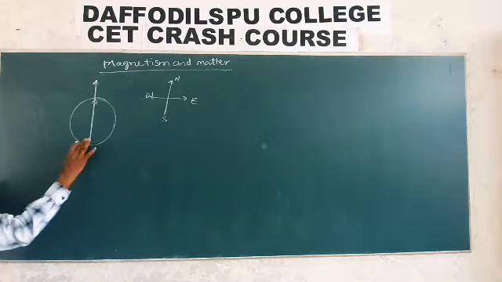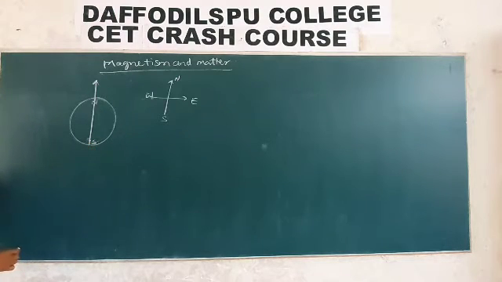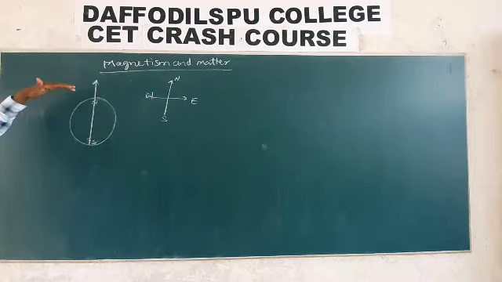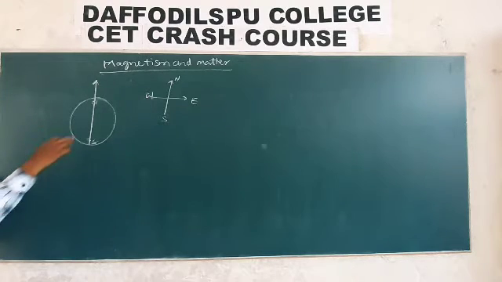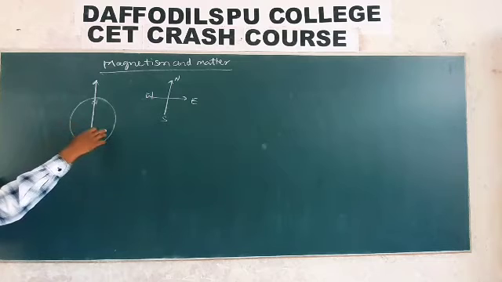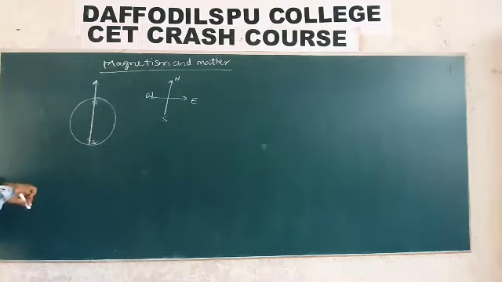The vertical plane which is passing through the poles of the earth is called the magnetic meridian. Whereas a plane which is perpendicular to the magnetic meridian is called the magnetic equator.